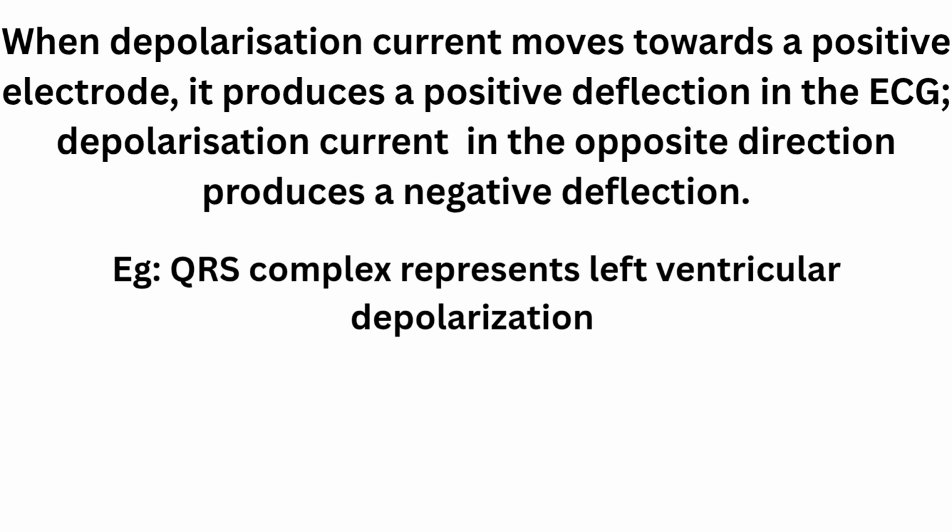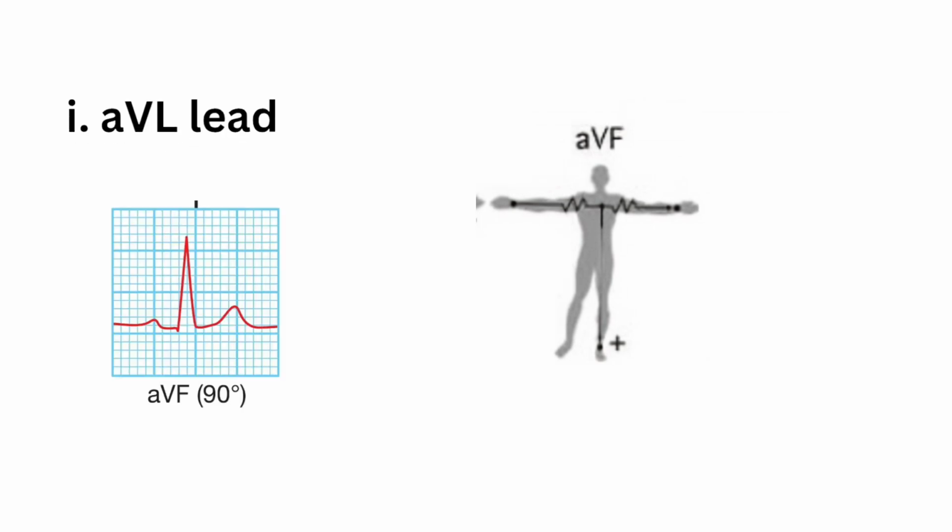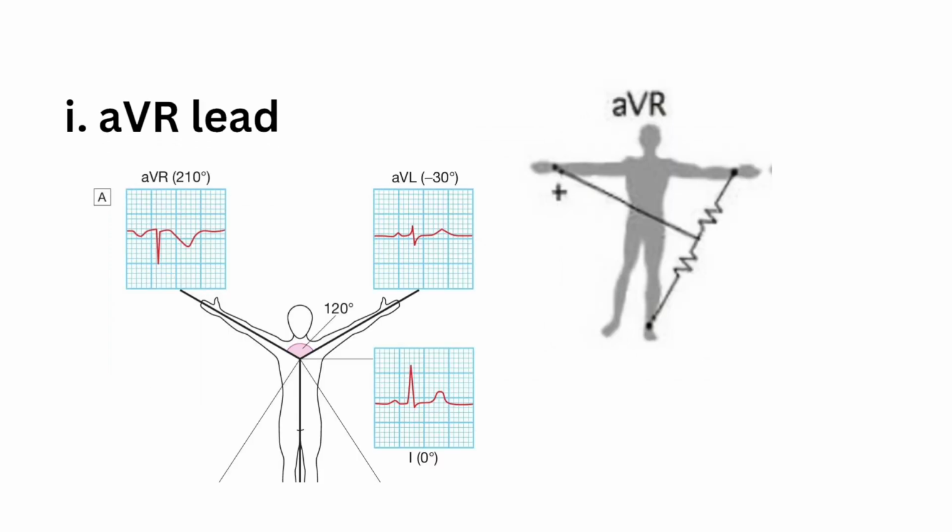For example, let's see the QRS complex in different leads. In leads like AVF and AVL, the positive electrode is connected to the left side of the body, that is, the left foot and left arm respectively. So whenever the current moves from the SA node to the left ventricle, the direction of the current is from right to left. So, the QRS complex produced in these leads is positive. Whereas, in the lead AVR, the positive electrode is attached to the right side of the body, and the direction of current flow is in the opposite direction to the positive limb lead, hence, the QRS complex is negative.